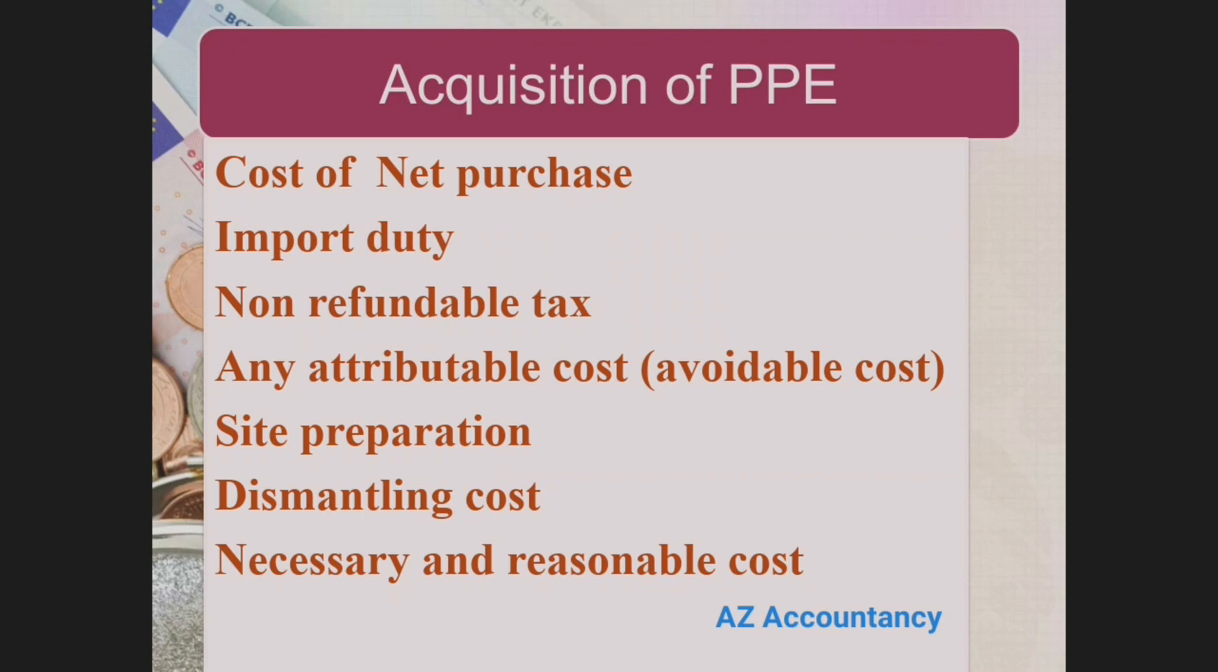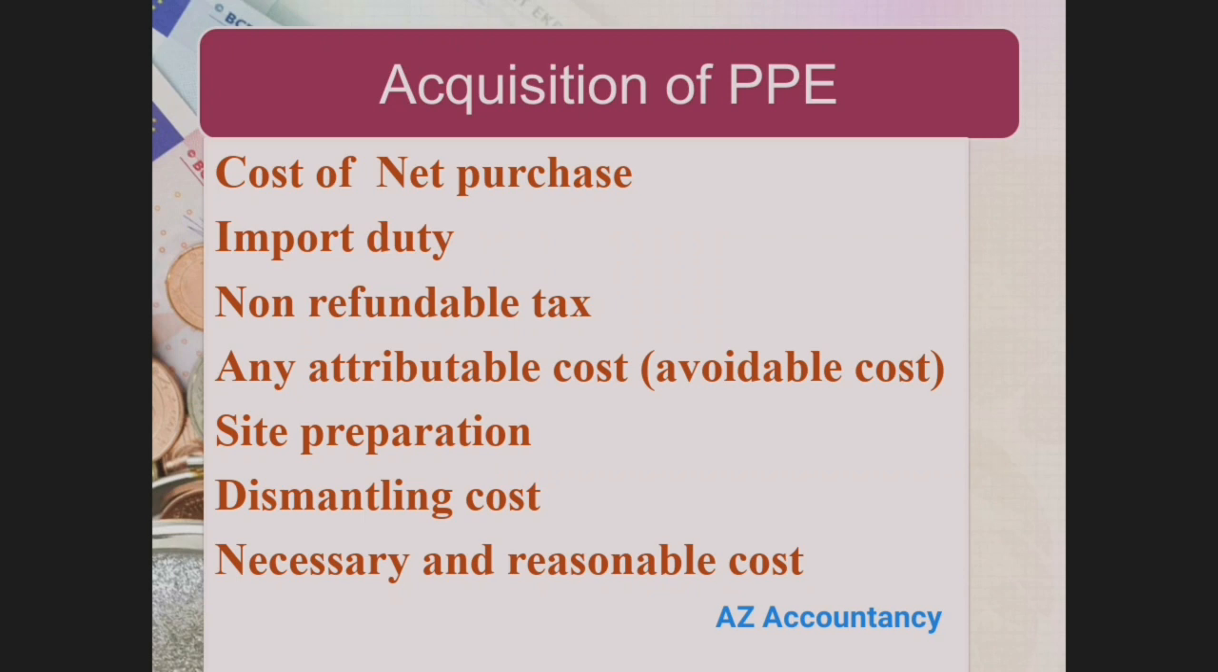So the cost includes the cost of purchase, any net trade discount plus any import duties and any non-refundable sales tax. Any cost which is attributable to bringing the asset into present location and condition, which is necessary to be capable of operating in a manner as intended by management. These are the costs that would have been avoided if the asset had not been purchased or constructed. General overhead cost cannot be allocated to the cost of property plant and equipment. Only directly attributable costs should be added in the cost of property plant and equipment.